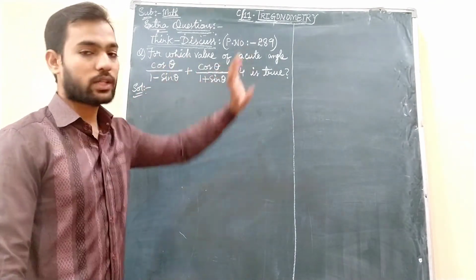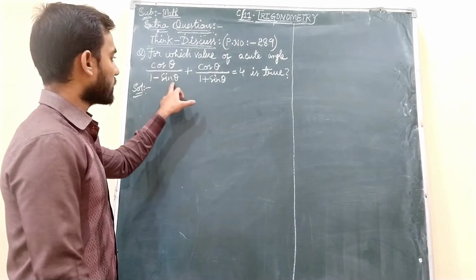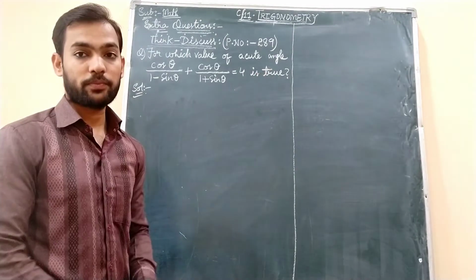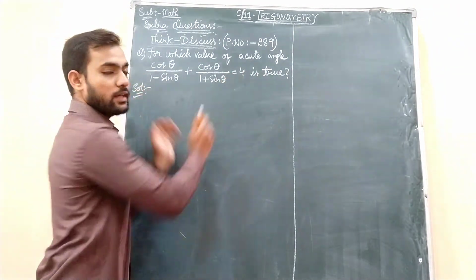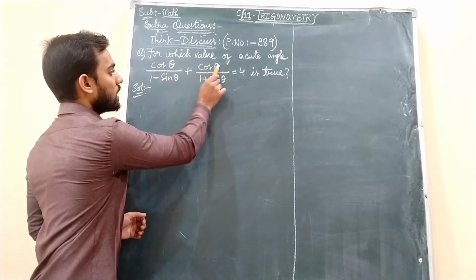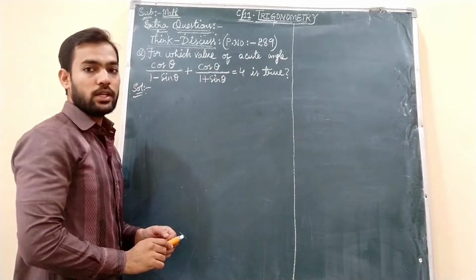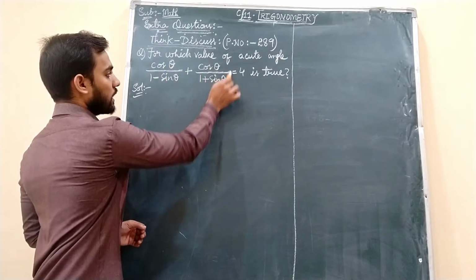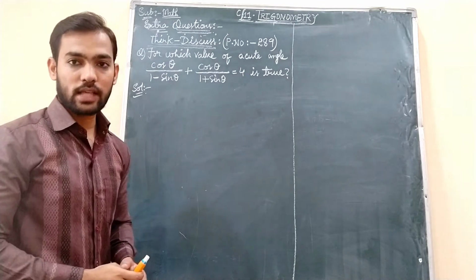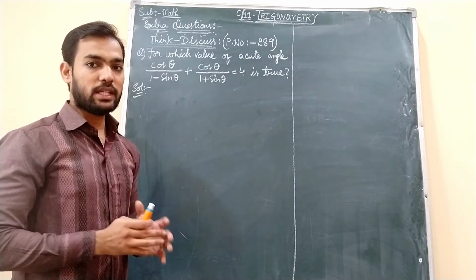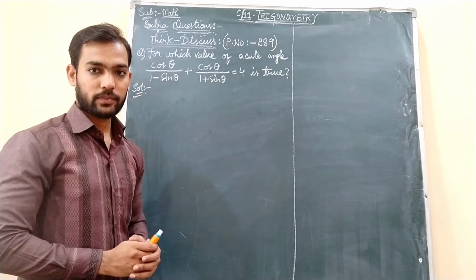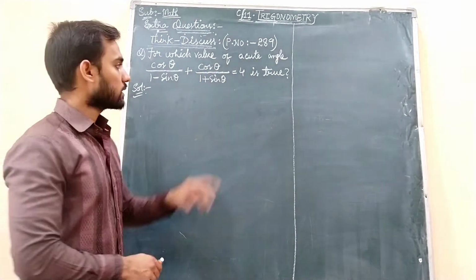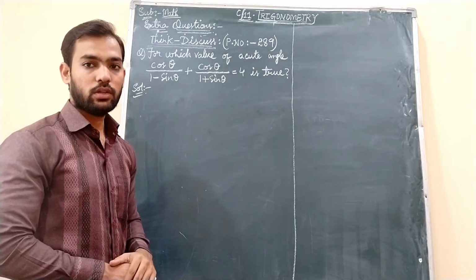For which value of acute angle is cos theta by 1 minus sin theta plus cos theta by 1 plus sin theta equals 4 true? Here this equation is given, students. Here theta is involved, that is nothing but an acute angle. So for what value of this theta, when you substitute in this complete equation, will you get the answer as 4, he is asking. Okay. So it means that you need to find the value of theta.